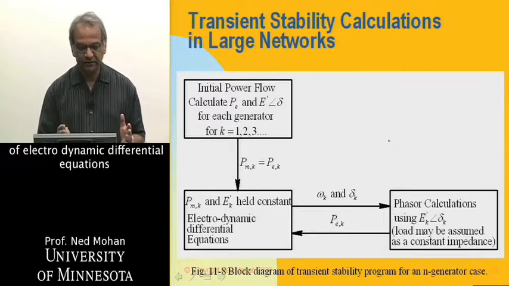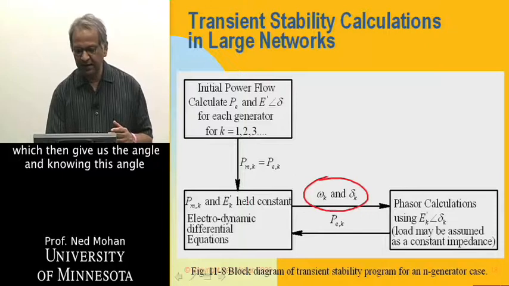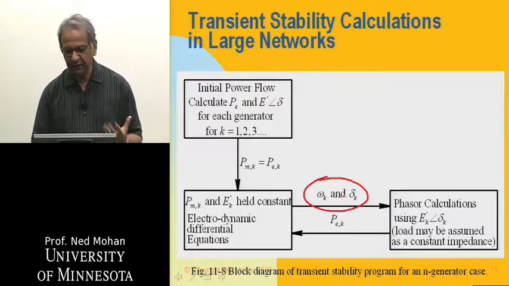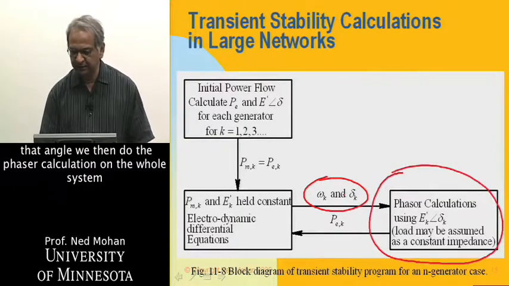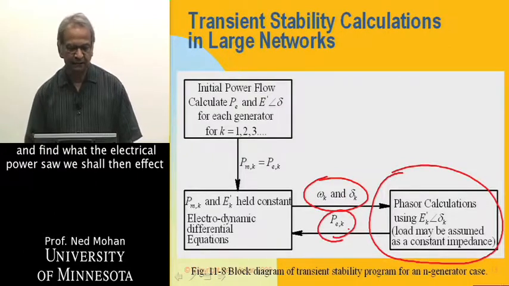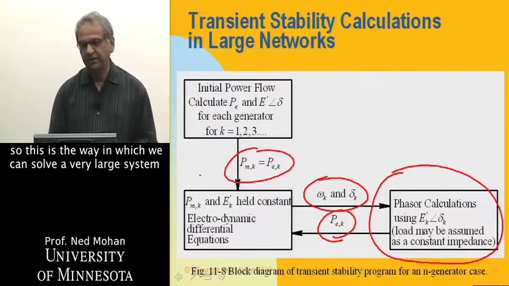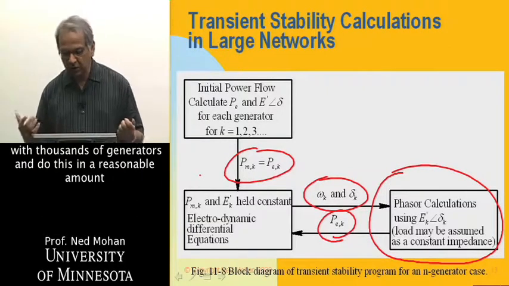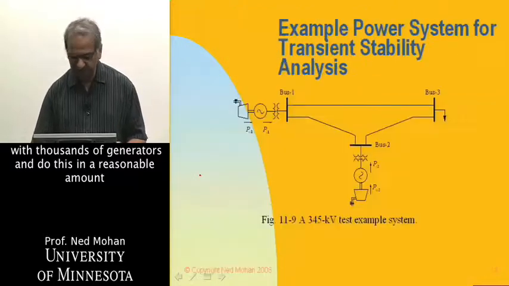electrodynamic differential equations which then give us the angle, and this angle is changing very slowly. So given that angle, we then do the phasor calculation on the whole system and find what the electrical powers are, which are then fed back. And the mechanical powers are coming in from here. So this is the way in which we can solve a very large system with thousands of generators and do this in a reasonable amount of time.